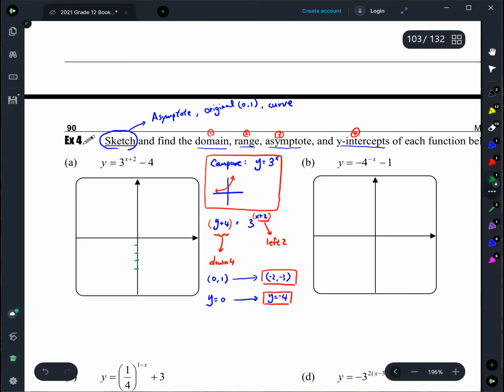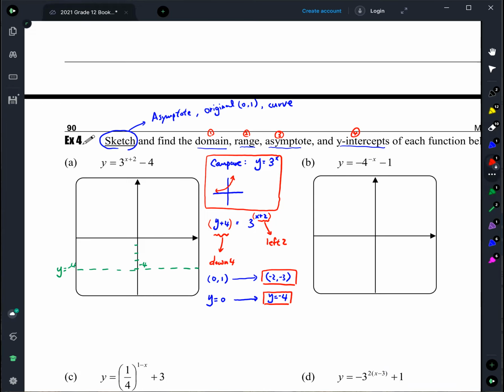We draw a scale here, right? Dashed line. So this is our y equal to -4. And then we have our point, -2, -3. Okay. Everyone got the point and asymptote yet?